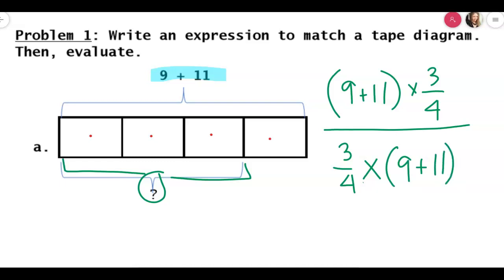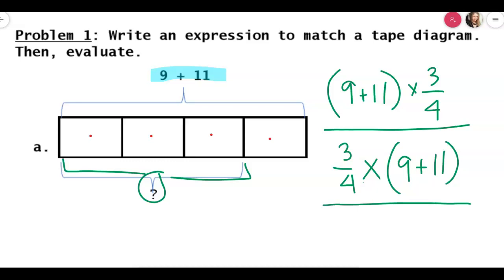Now, we're going to want to make sure that we use parentheses to find this out first, because if we don't, we're going to end up doing 3/4 times 9 and then adding the 11 to that. That's going to give us a totally different answer. So we're going to make sure that we separate the 9 plus 11 as the sum.